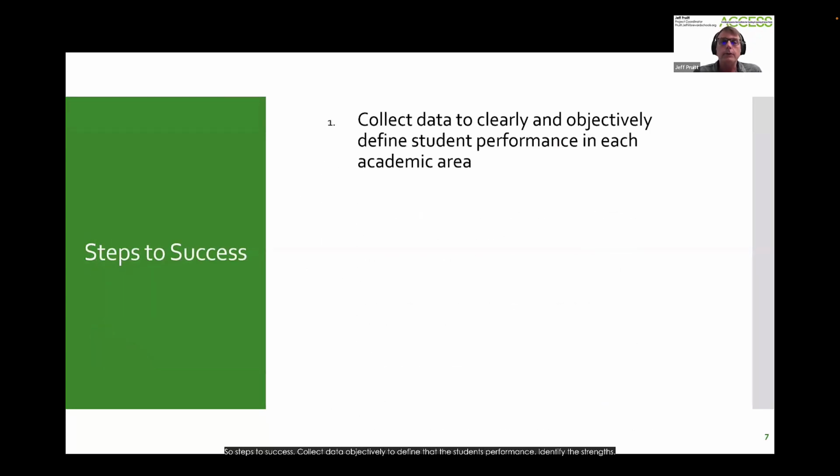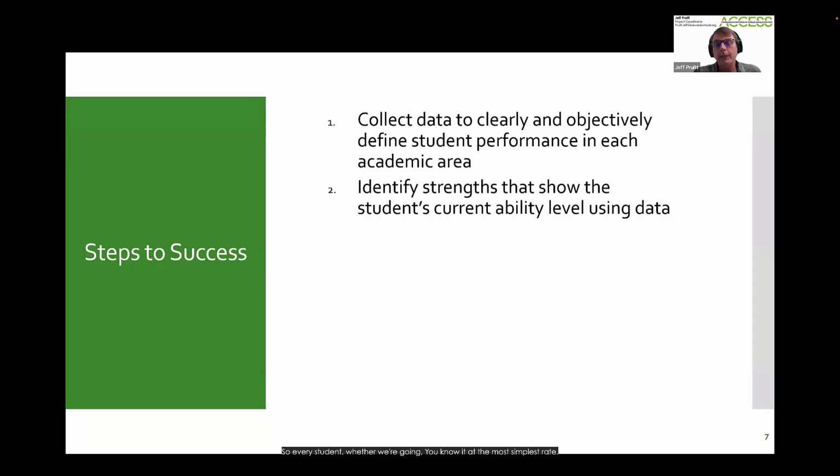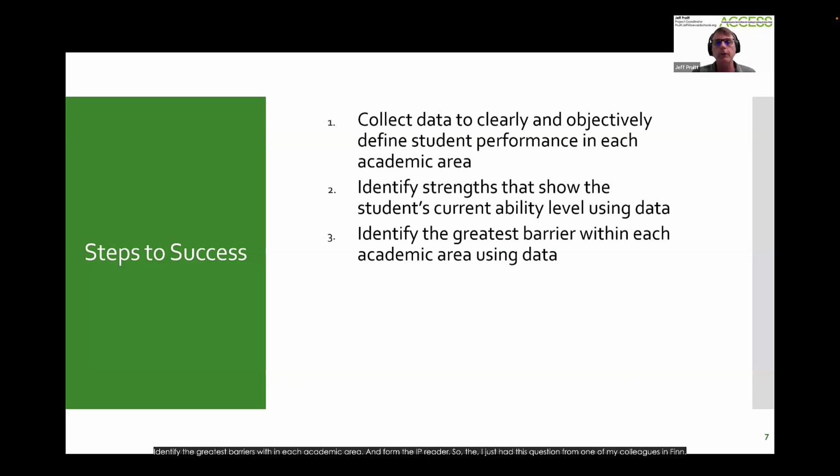So, steps to success: collect data objectively to define the student's performance, and identify the strengths. So every student, whether we're talking at the most simplest rate about communication, selection of a button, movement of a switch, whatever it is, there's a strength. Are they able to do that with physical assistance? If we're starting our journey in education, that might be that student's strength. Identify the greatest barriers within each academic area.